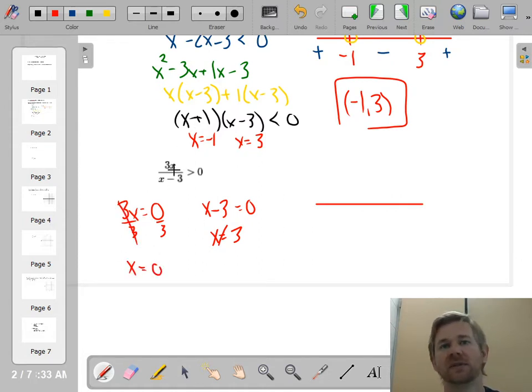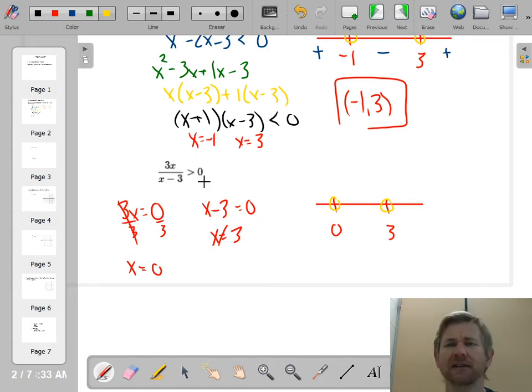Here, the numerator equals 0 at 0. So I'm going to put dots at 0 and 3. And remember, it definitely cannot be 3, because if it's 3, you have 3 minus 3. Oh, that's not good. Can it be 0? So if you plug in 0, is 0 divided by anything greater than 0? No, it'd be 0 is greater than 0 again. So these are both open circles in this problem. But this can be kind of tricky.